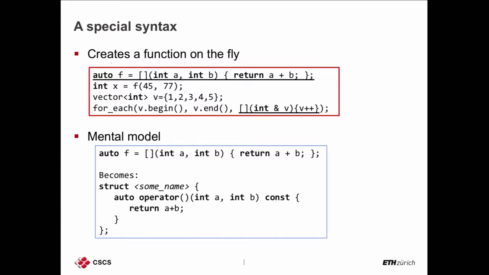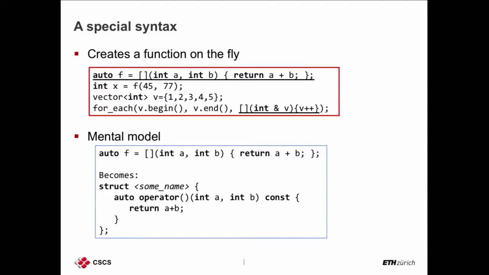When you create the lambda, you don't call the lambda. You just create it, and you can call it as you would call a function. So for instance, if I call f with 45 and 77, I get the result back, which is x, right? I create my lambda, I use my lambda.